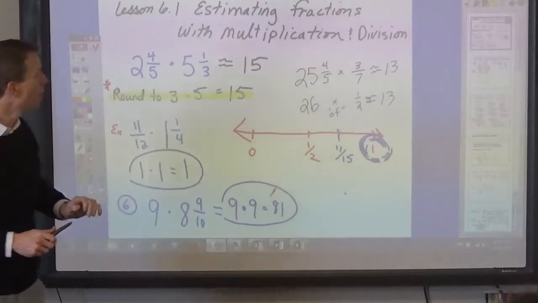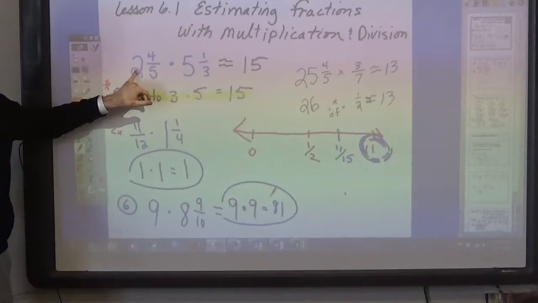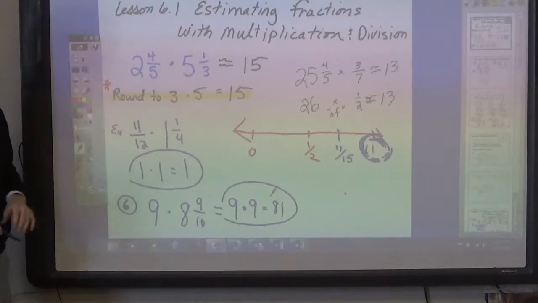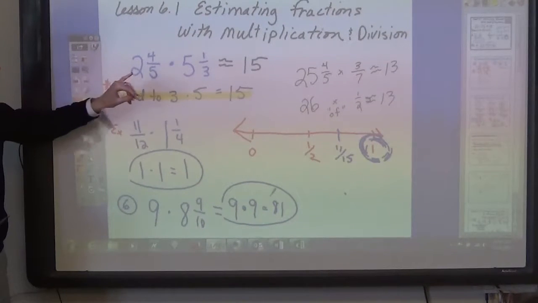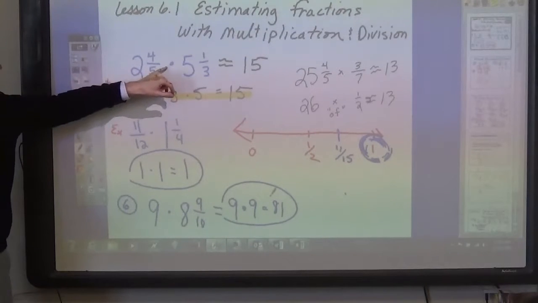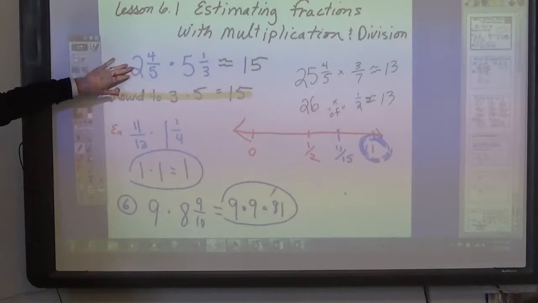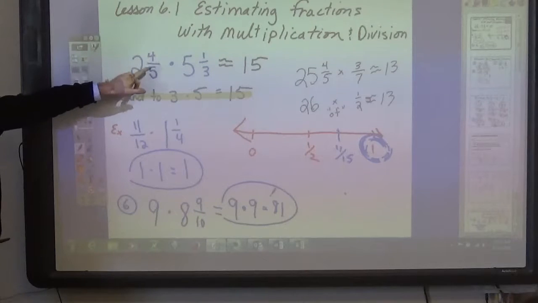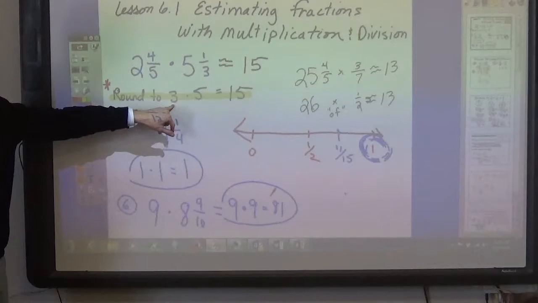Today, I want you to learn how to round mixed numbers to whole numbers and then multiply or divide them. So, let's look at this first example. 2 4/5 times 5 1/3. When you are rounding mixed numbers, you want to round it to the nearest whole number. Since 4/5 is more than a half, you'd round it up to the next whole number.